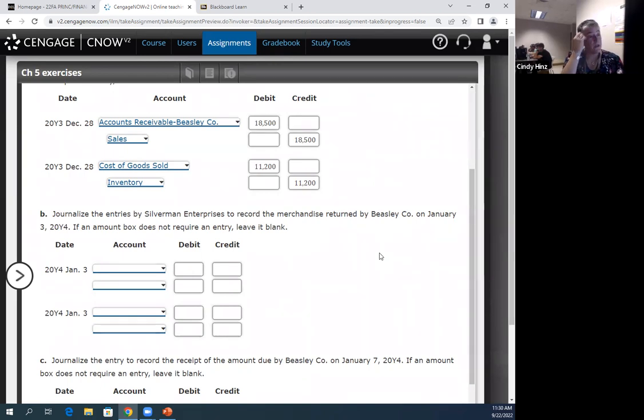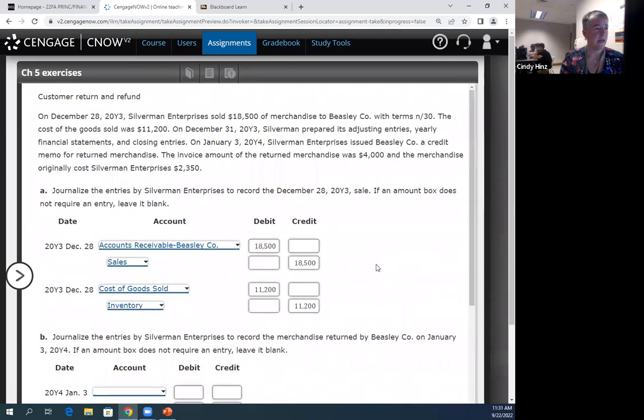Part B asks us to journalize the entries by Silverman Enterprises to record the return of the merchandise. So Beasley had not paid us yet. The terms were net 30, and this was only about 6 days later. So it's highly unlikely that they would have paid us already at the time that they returned the merchandise. And it does tell us that we issued a credit memo.